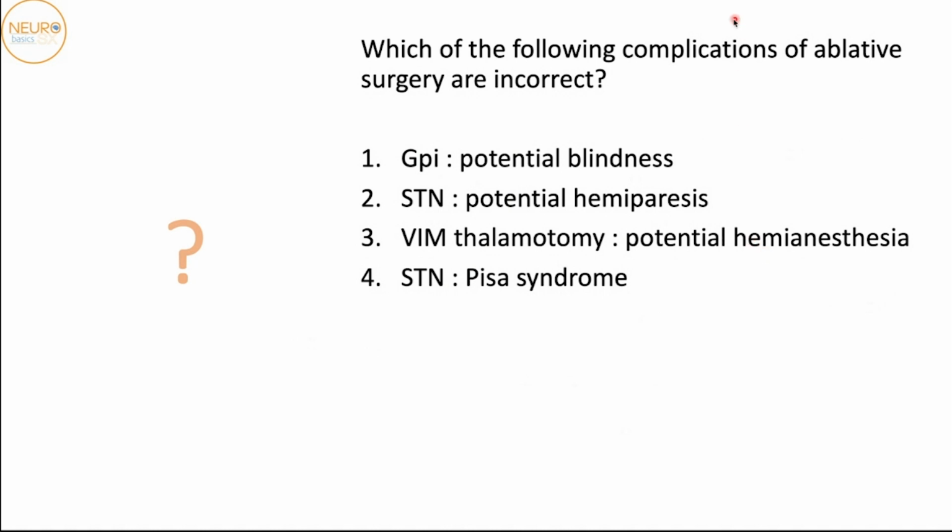Right. So which of the following complications of ablative surgery are incorrect? Targeting the GPI can cause potential blindness. Targeting the STN can cause potential hemiparesis. Targeting the VIM thalamus can cause potential hemianesthesias. And targeting the STN can cause Pisa syndrome.